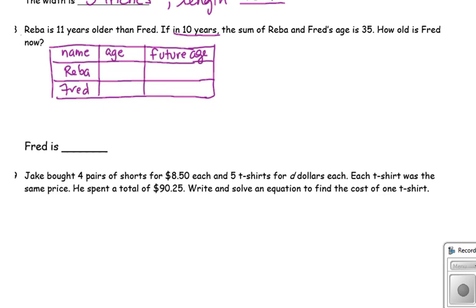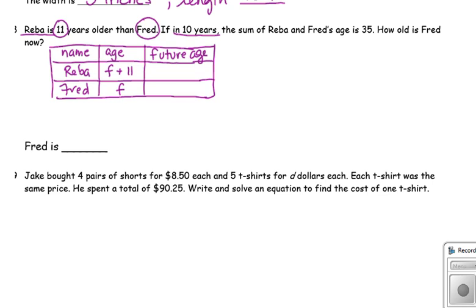Since we know a little bit about Reba, Fred gets the variable. And then we write Reba's age in relation to Fred. It says that she's 10 years older, or rather 11 years older. So we would take Fred's age and add 11 years to it.